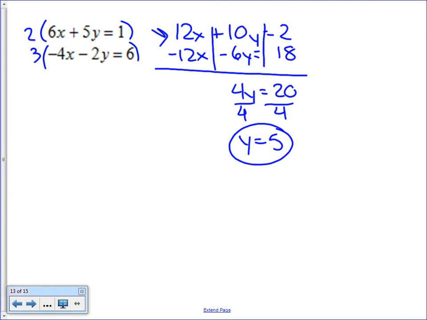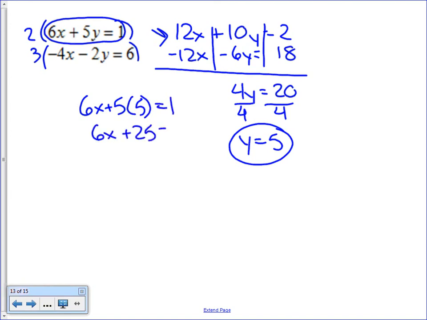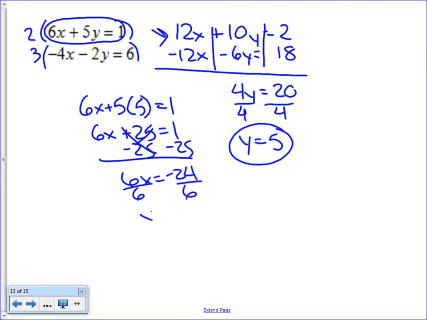So let's plug 5 into one of the equations. Looks like this one might be the easiest one to use. It's kind of up to you. Maybe you want to use another one. But 6x plus 5 times 5, plugging in that 5 for y, that equals 1. So 6x plus 25 equals 1, subtracting 25 on both sides, 6x will equal negative 24. Dividing by 6, x is going to equal negative 4. So the point negative 4, 5 is my solution for that one.